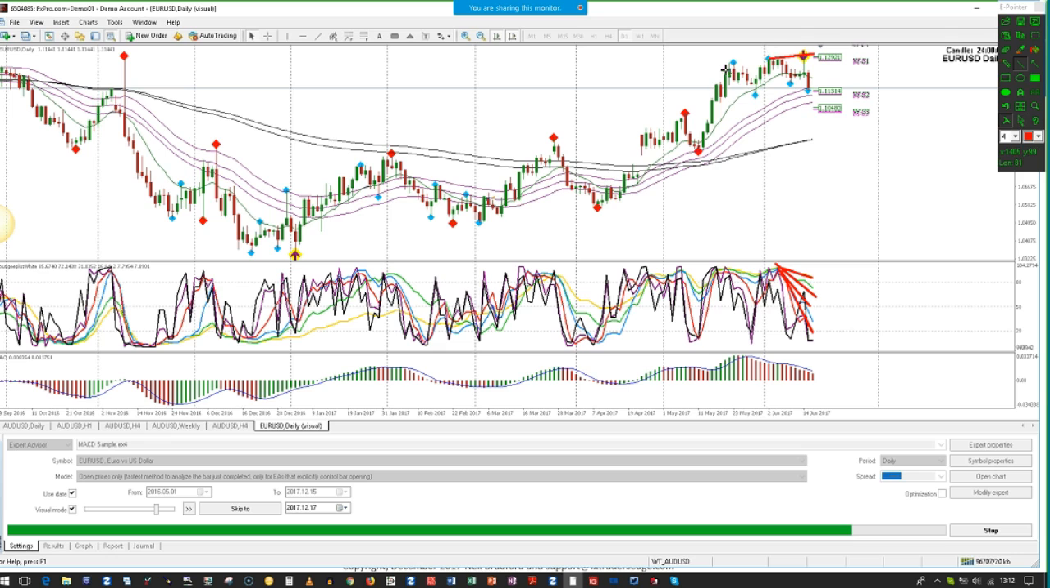So if you were unsure about where the top was, or you wanted confirmation, I mean, yes, we've got a nice support resistance level up here, weekly and monthly pivots, but look at that divergence.